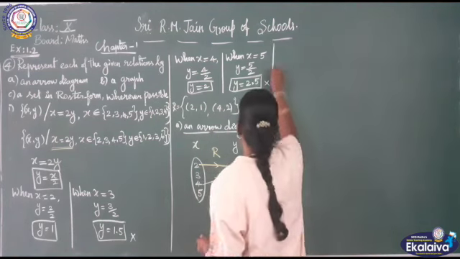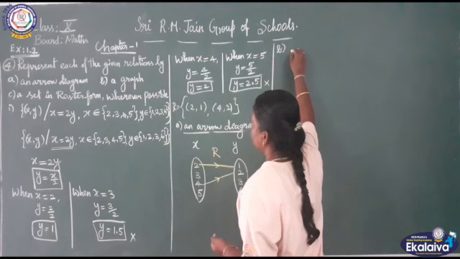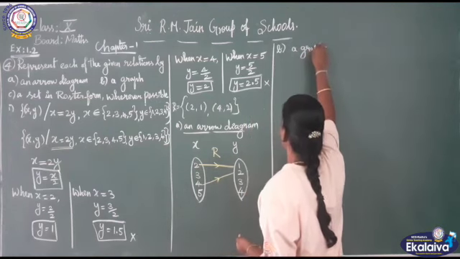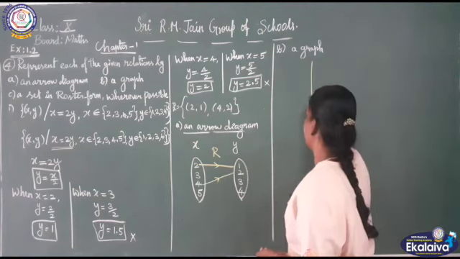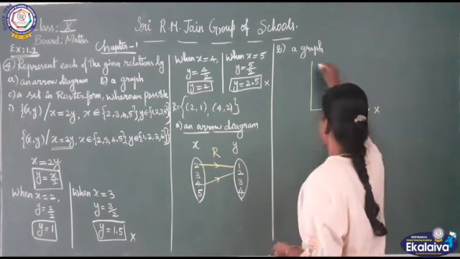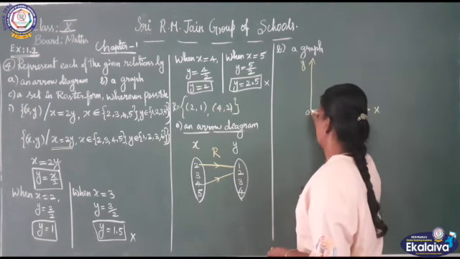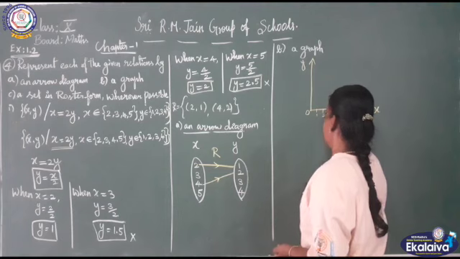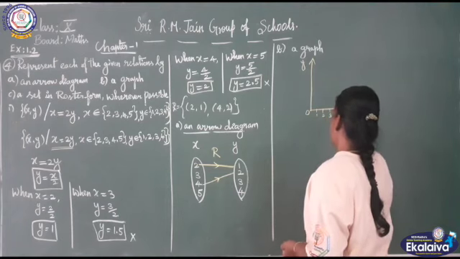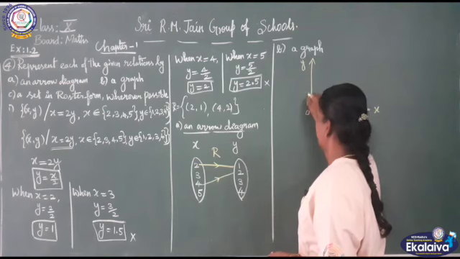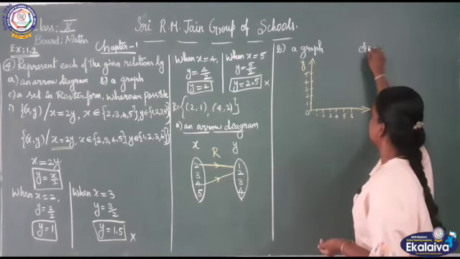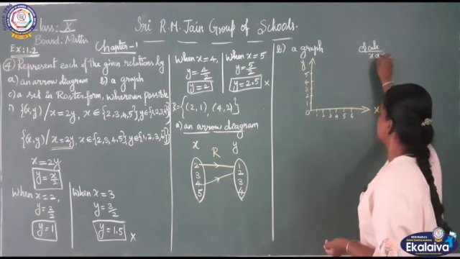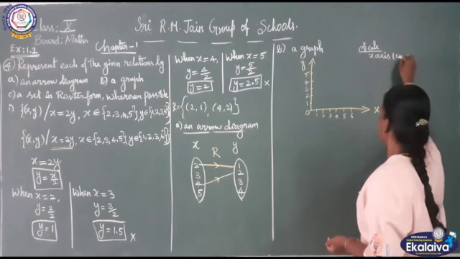Then B subdivision, a graph. So you know very well how to draw a graph by axis, X axis and Y axis. We have to make it as a graph. I draw a graph with the X axis and Y axis, with 0, 1, 2, 3, 4, 5, 6 for the X axis, and for the Y axis 1, 2, 3, 4, 5, and I write the scale for this graph. Scale, I write X axis 1 centimeter equal to 1 unit.